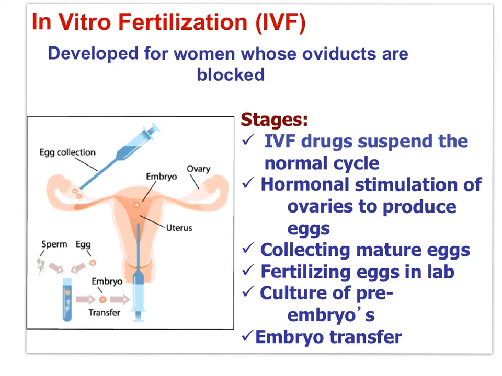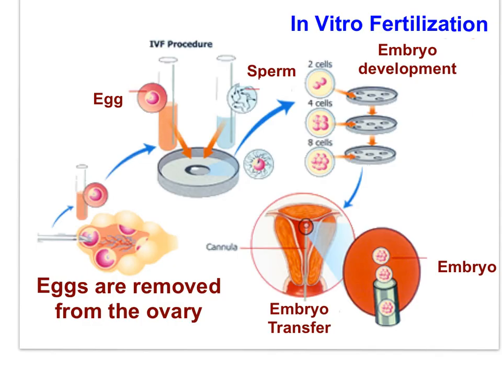The mature eggs are harvested and mixed with male sperm provided by the woman's partner. Following fertilization, the embryos are allowed to develop to the 8-cell stage, whereupon a number of embryos are implanted into the woman's uterus. Drugs are used to suspend the woman's normal menstrual cycle.